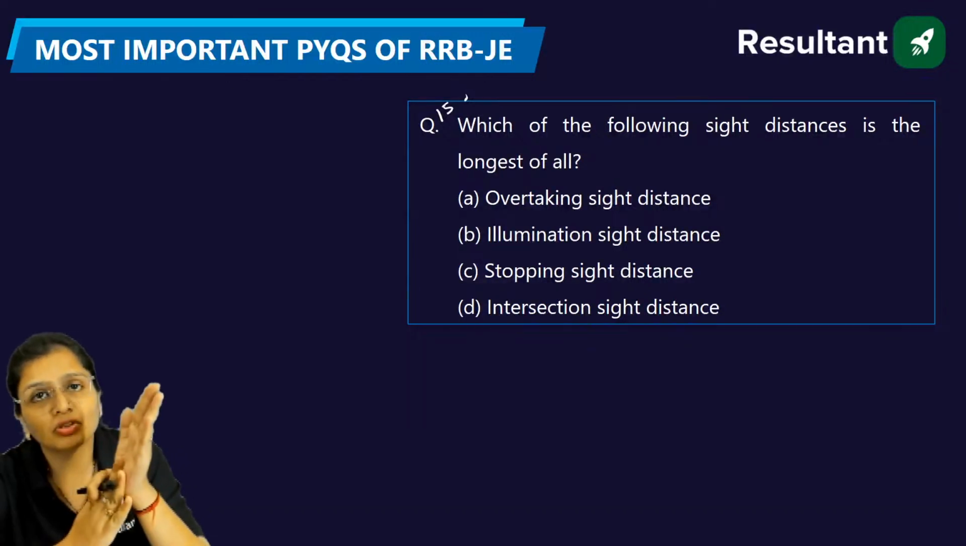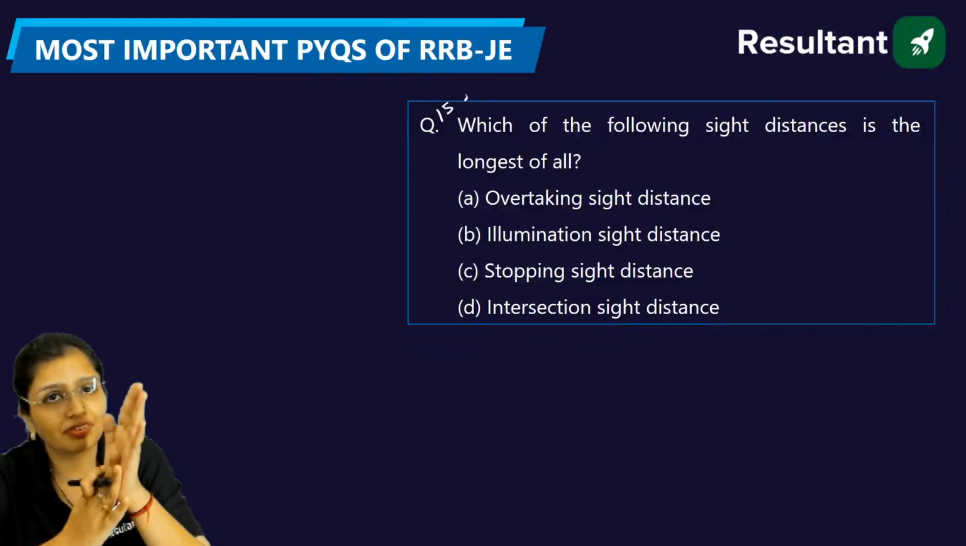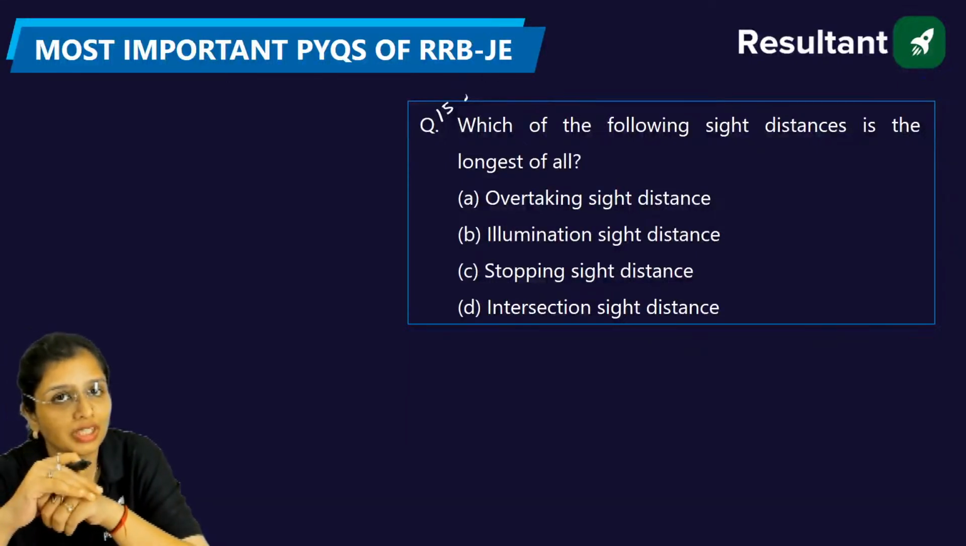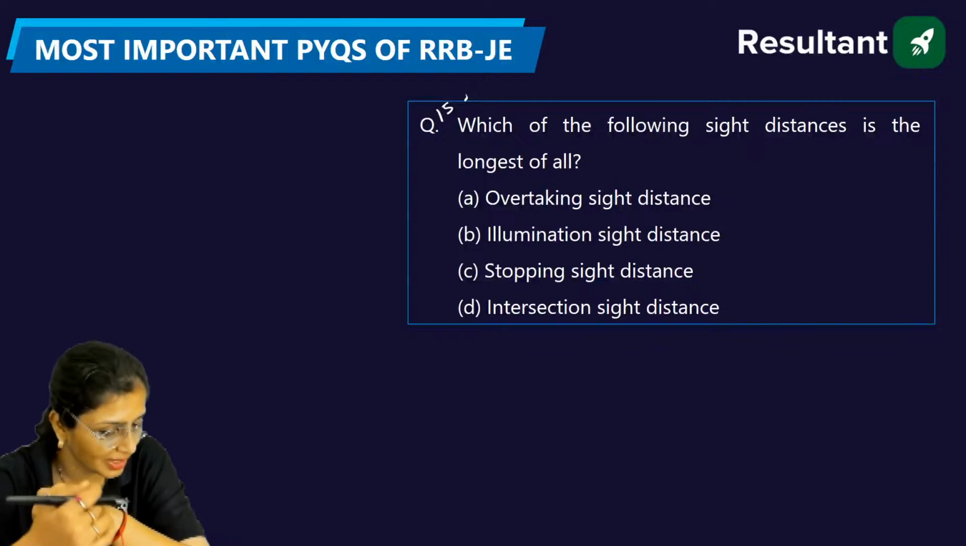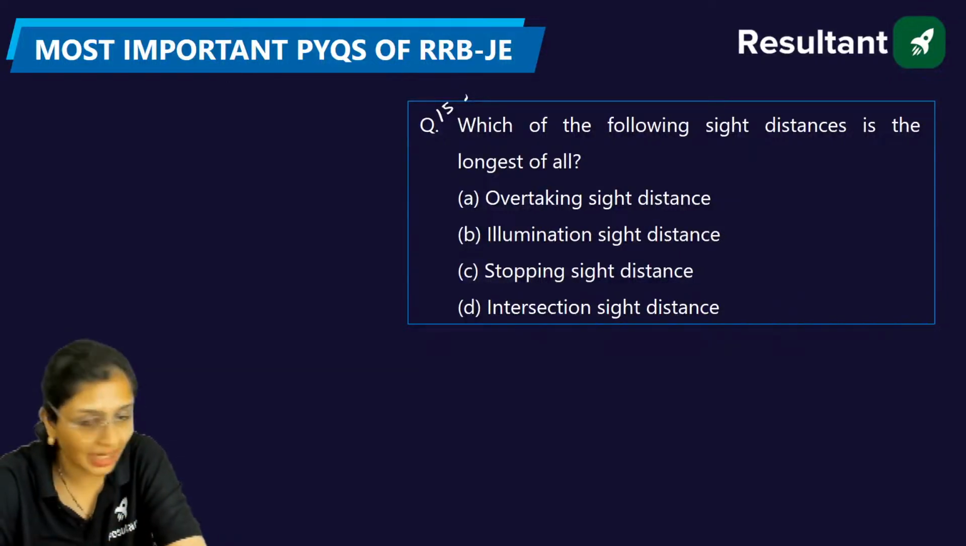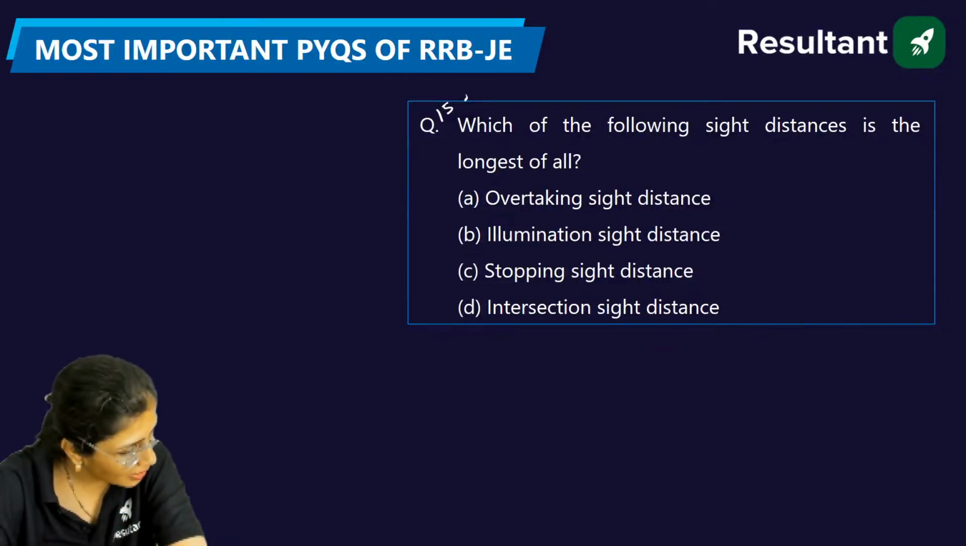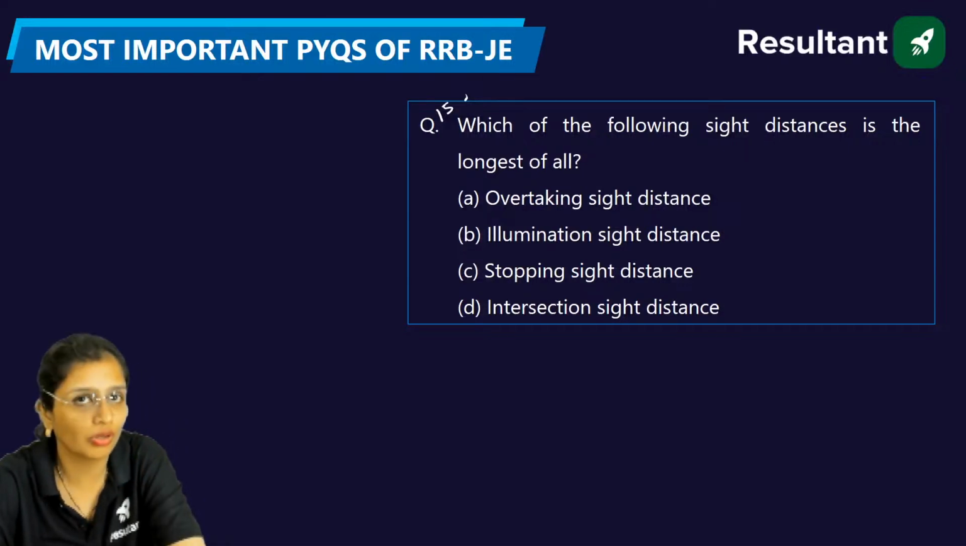Longest of all will be overtaking side distance. It is the safest distance by which you have to overtake the other vehicle safely. It is longest of all the side distance. Only Arun has said it correctly. Overtaking side distance is the longest of all the side distance.